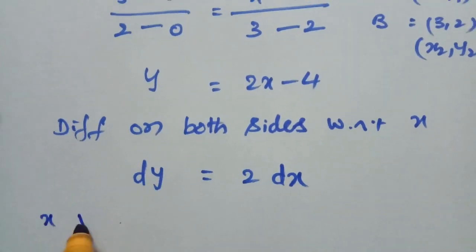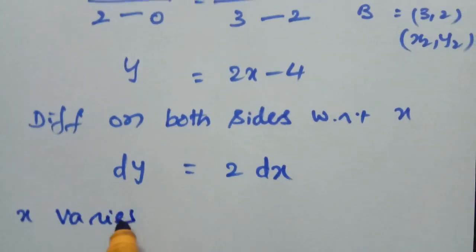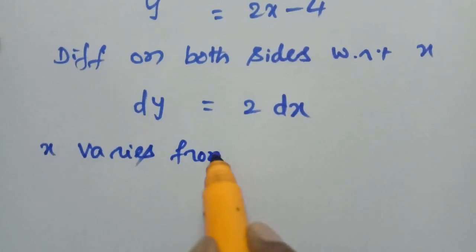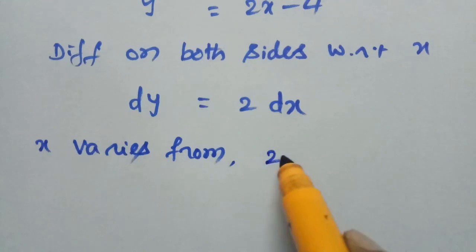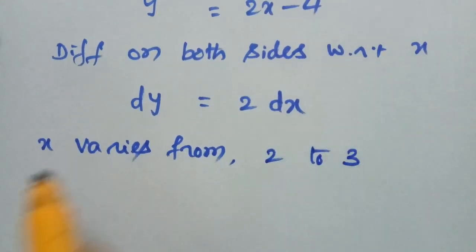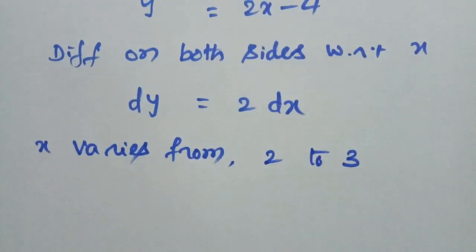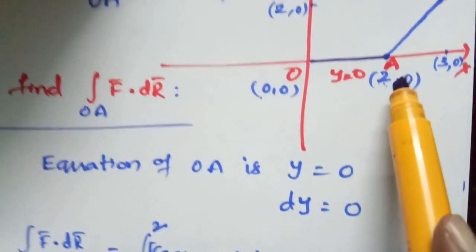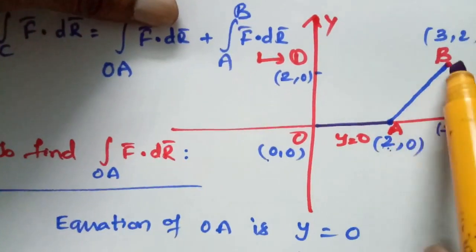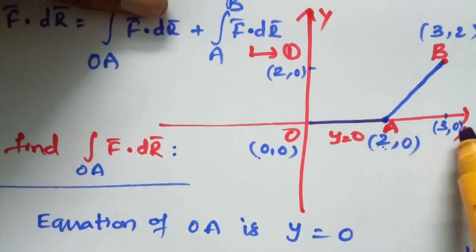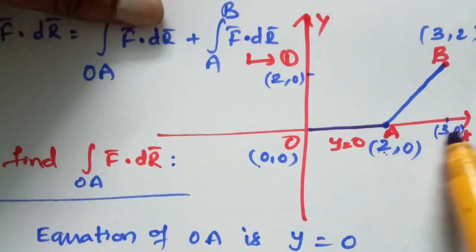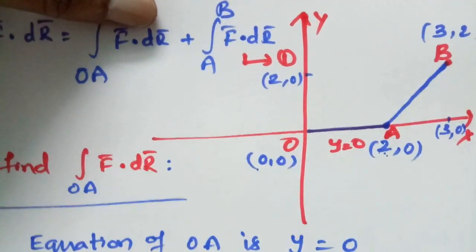Therefore, x varies from 2 to 3. Here, see the graph. Along AB, x varies from 2 to 3. So, therefore, x varies from 2 to 3.